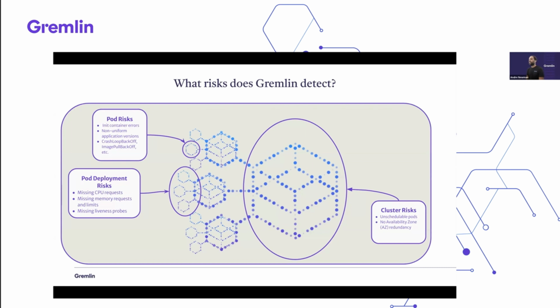And looking more at a high level for cluster level risks, we check for AZ redundancy. This is basically ensuring that your cluster has nodes in at least two different zones. This is so that if one of the zones becomes unavailable, you still have some nodes to fall back to.